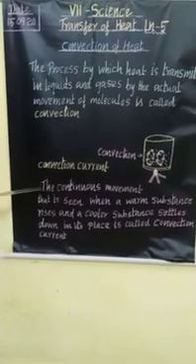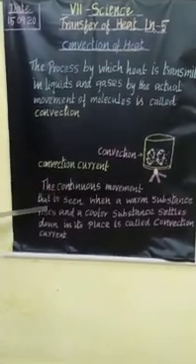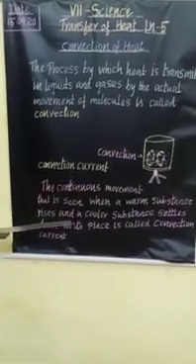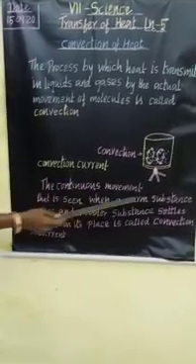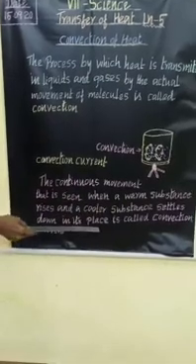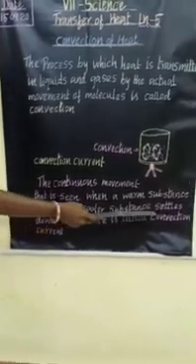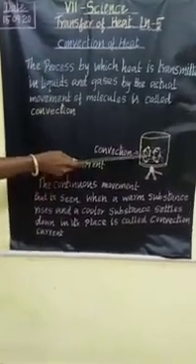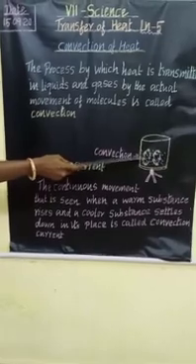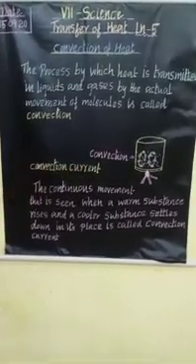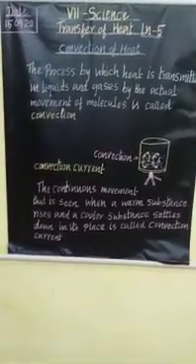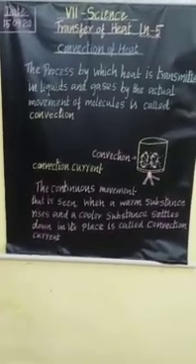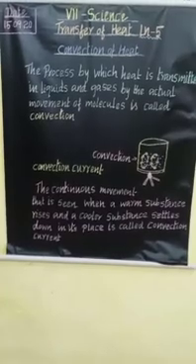What is a convection current? The continuous movement that is seen when a warm substance rises and a cooler substance settles down in its place is called a convection current. Now we are going to see the experiments for convection current in water and also the convection current in air.